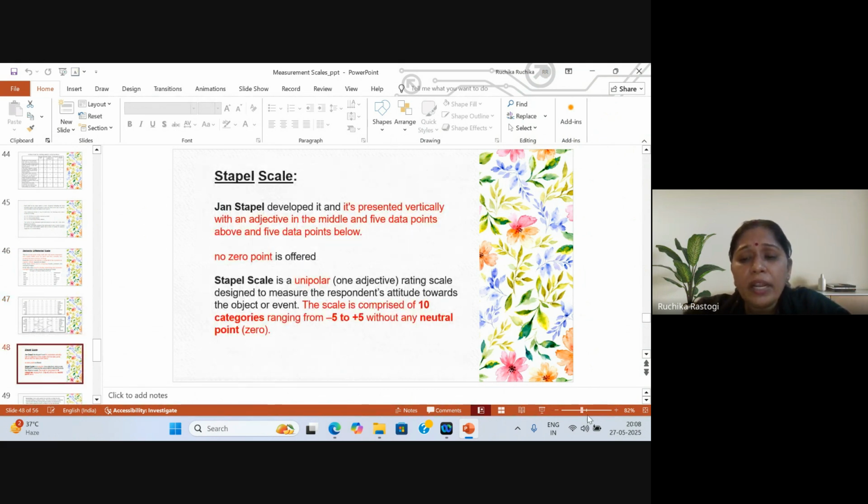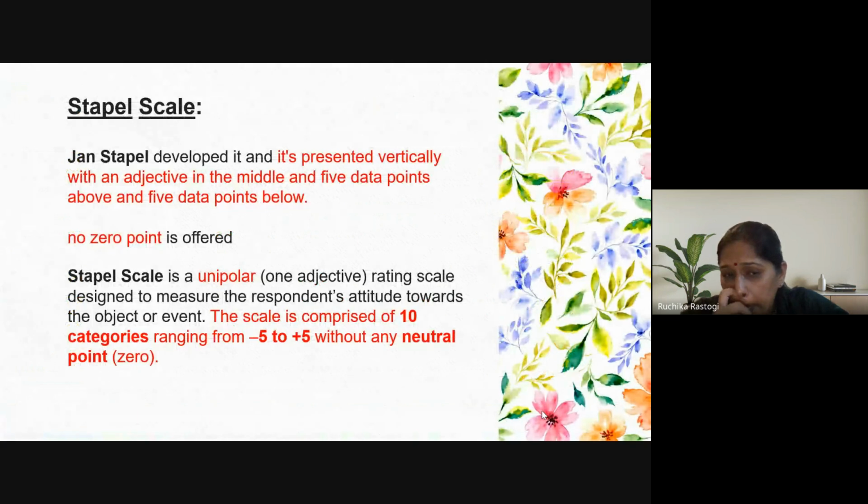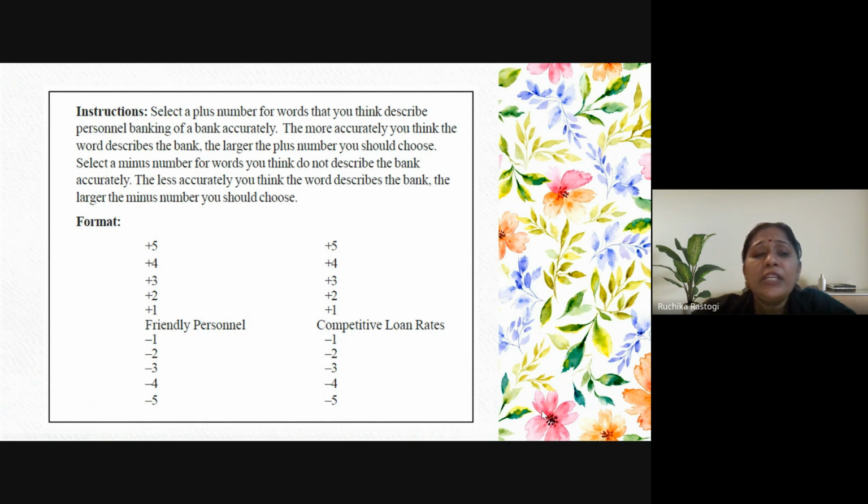Now, the last one is the Stapel scale. And the Stapel scale is very similar to the semantic one, but the difference is it is not on a 7-point, it is on a 10-point. Can you see this? You see +5 and -5. So we are giving more choices to the customers. That means, if you want to go with a more sensitive population, your population is most sensitive.